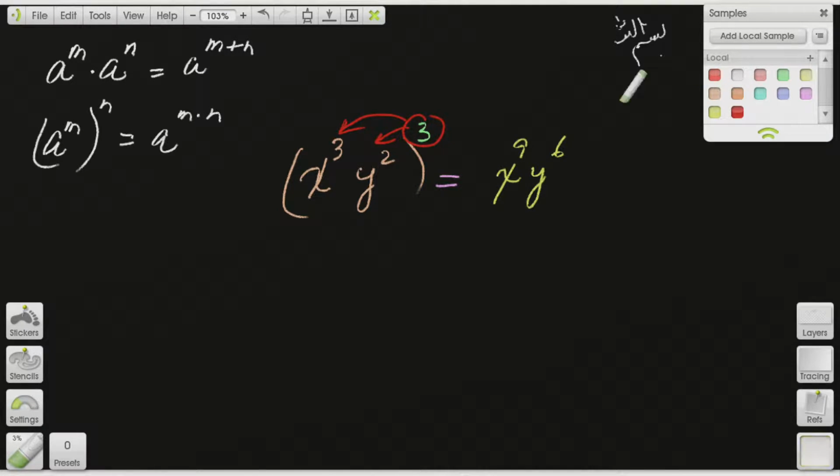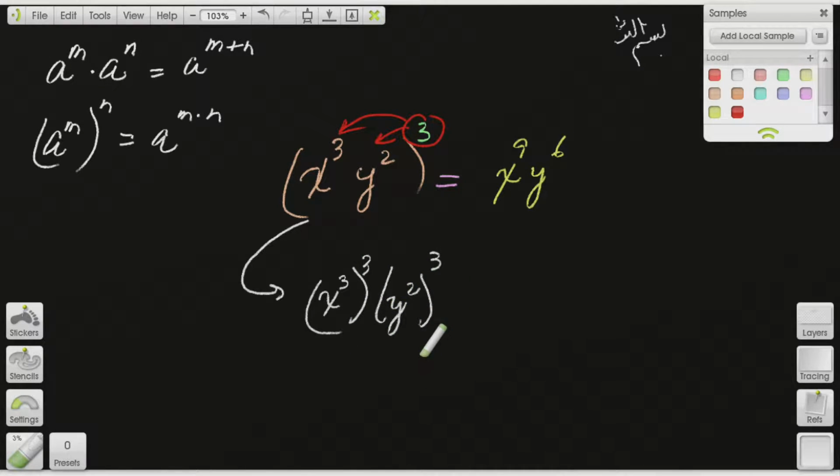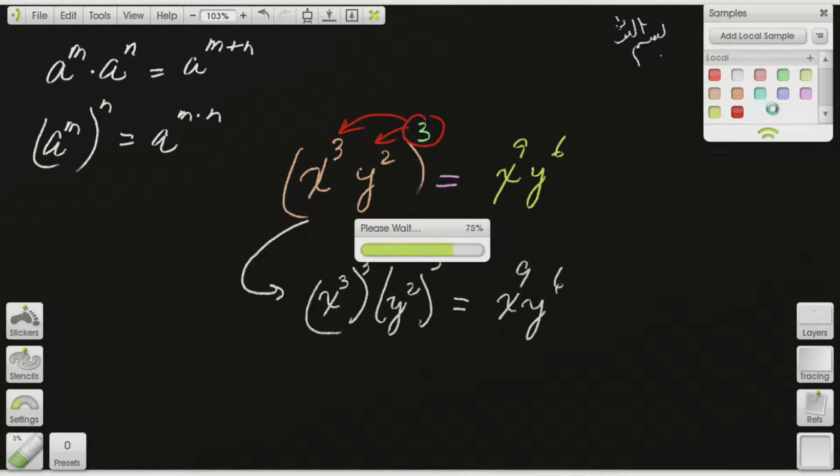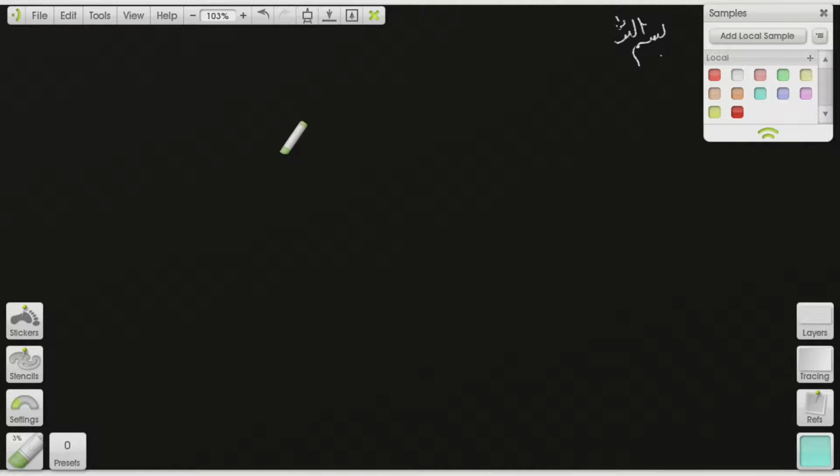The way this works out, let me just do it in 2 steps. You distribute this, so you get x cubed, and then y squared, cubed. And from the power of a power rule, we get x to the 9th, and y to the 6th, which is that. You follow? You have to be careful with this one.